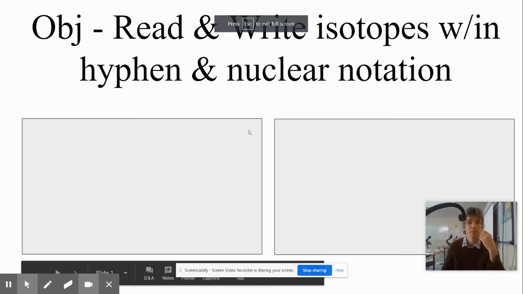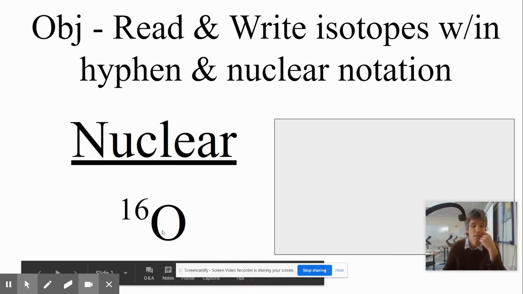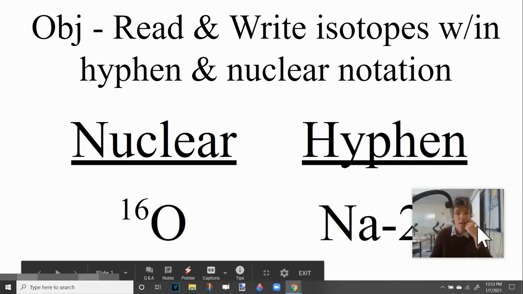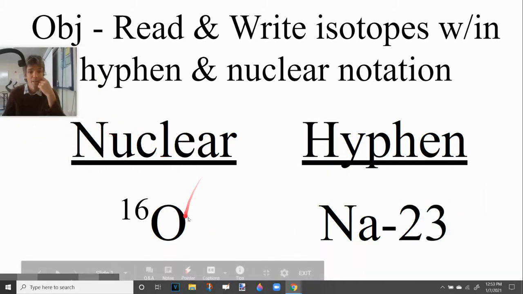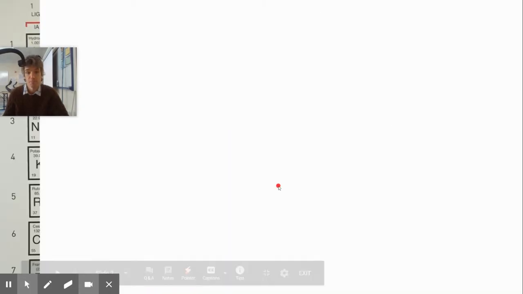Hello. The purpose of this video is for you to do these two things, read and write. And by read, that means when you look at this, you're going to be able to understand what it means, and particularly what these numbers mean, what this letter means. All right. And to write them is if you were given any information about an isotope, you could write this out. You could write it both in nuclear notation and in hyphen notation.